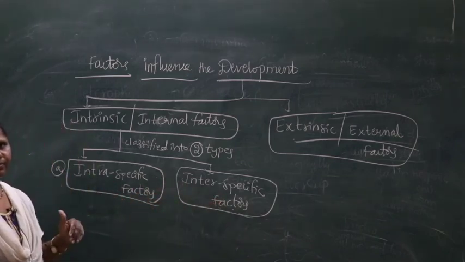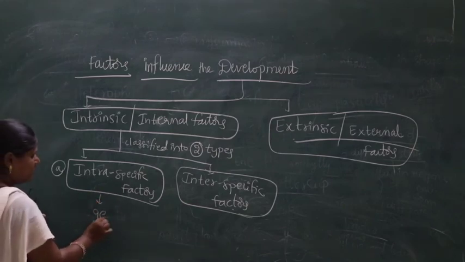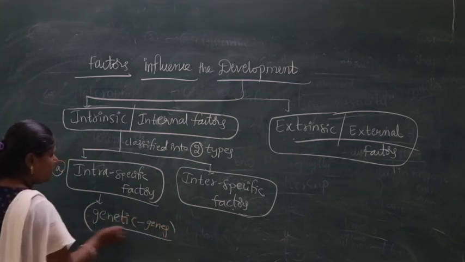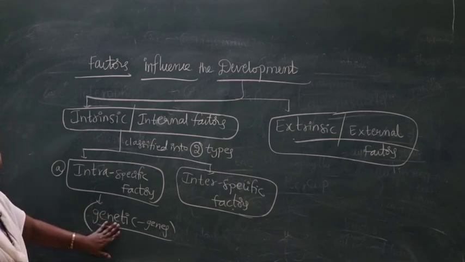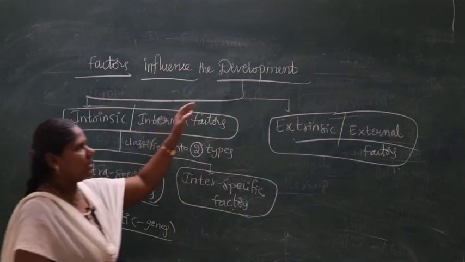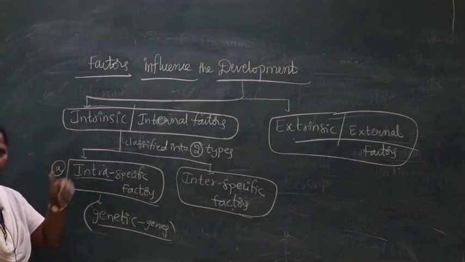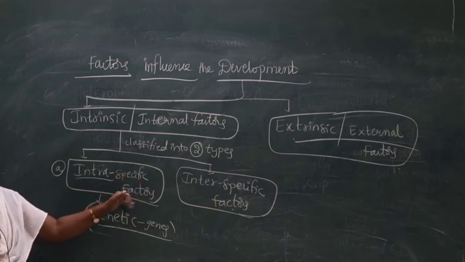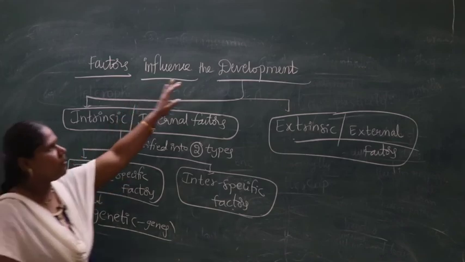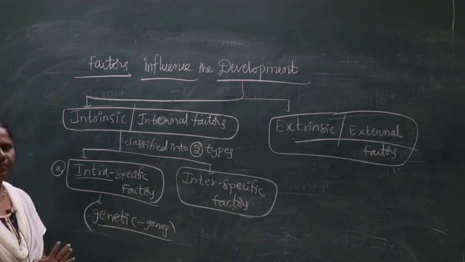Intra means within the cell. Genes, genetic, it includes genes. Within the cell, genes will decide what type of development process has to take place. Intra means within the cell, and the specific factors there are the genes. Genes will decide what development process has to take place in the organism. That is called intraspecific factors.